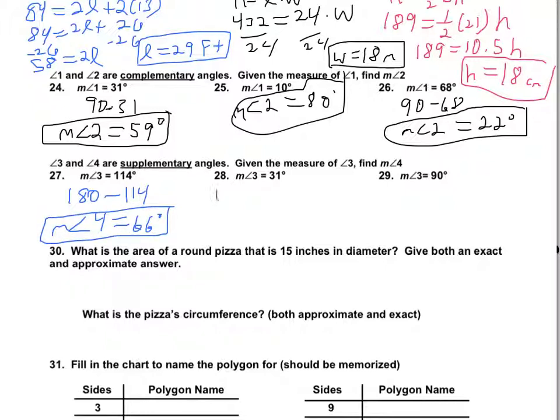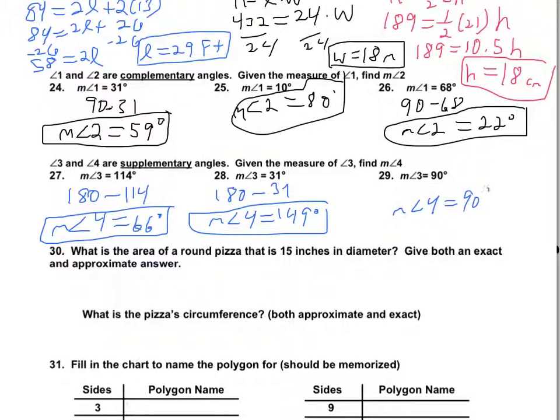So number 28. 31 and what other angle add up to 180? Well, you just subtract to figure that out. And 180 minus 31 is 149 degrees. And number 29 here, well, what other angle with 90 adds up to 180? Well, that would actually be 90 degrees. Two 90-degree angles add up to 180.